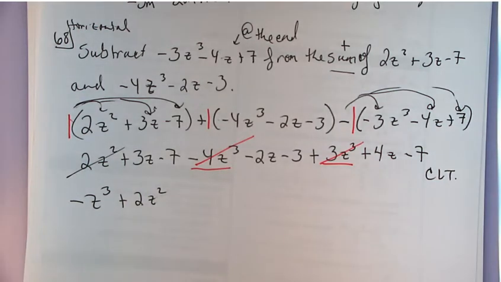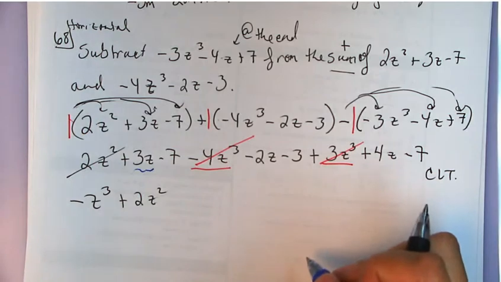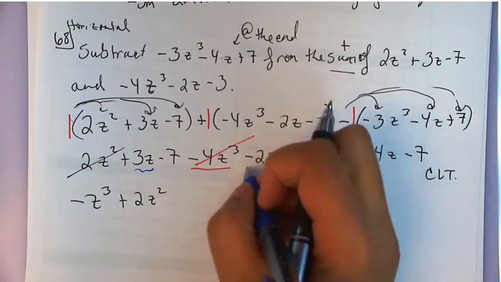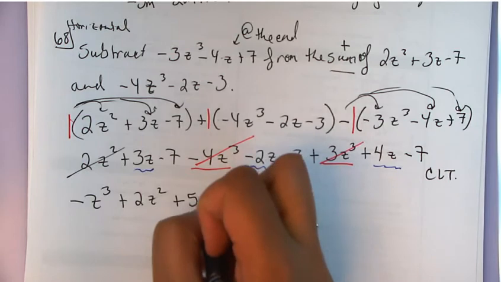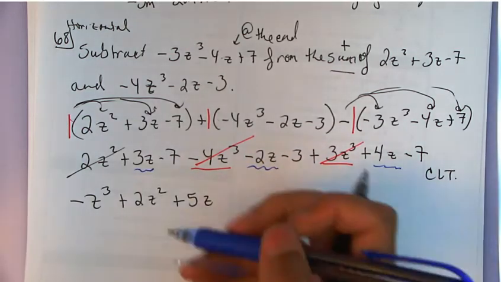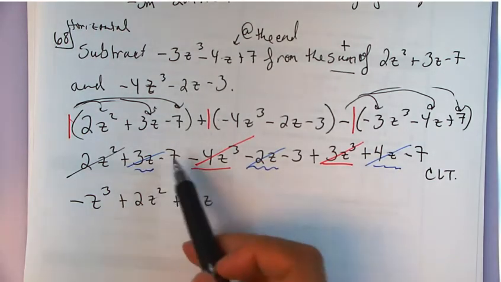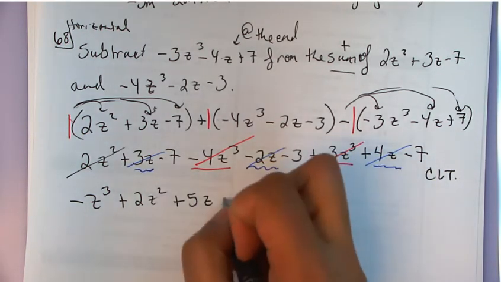Now we got z's. So I got 3z. Now, did I write the problem out right? Because I do have issues. Yep, I did. 3z minus 2z plus 4z. Well, 3 minus 2 is 1, plus 4 is plus 5z. Cross it out. And then minus 7 minus 3 minus 7, which is just a minus 17. And there we go. That's it.